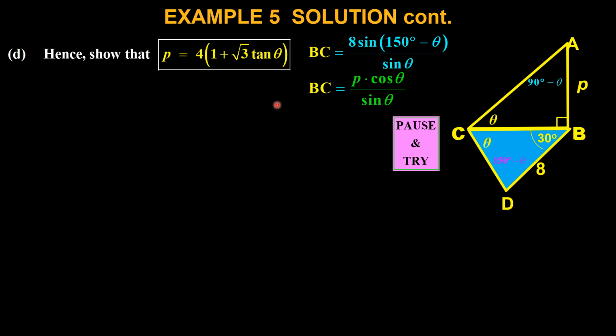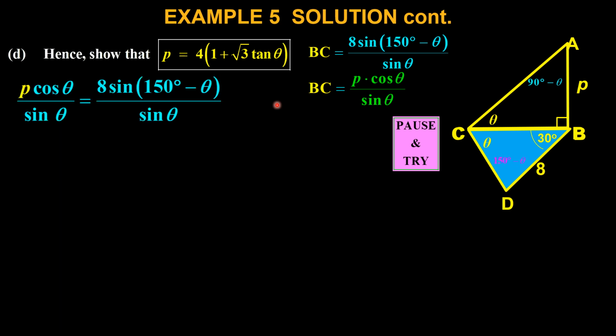Okay, let's see what you have done now. So we equate them. We take P cos theta over sine theta. There it is. And remember, I'm just putting the P in yellow because that's our objective. We want P alone. BC is equal to that expression, BC equal to that expression. So the two expressions are equal. What do we notice here? Immediately, that's correct. The sine thetas can be removed, right? So I end up with P cos theta equals 8 sine of 150 minus theta.